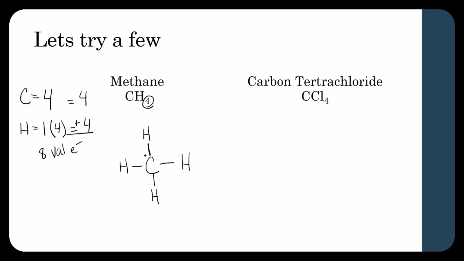Carbon is not an exception. So carbon wants to touch 8 electrons. He is touching 2, 4, 6, 8. So we used all the electrons at our disposal. Everybody is happy. This is the Lewis structure for methane.